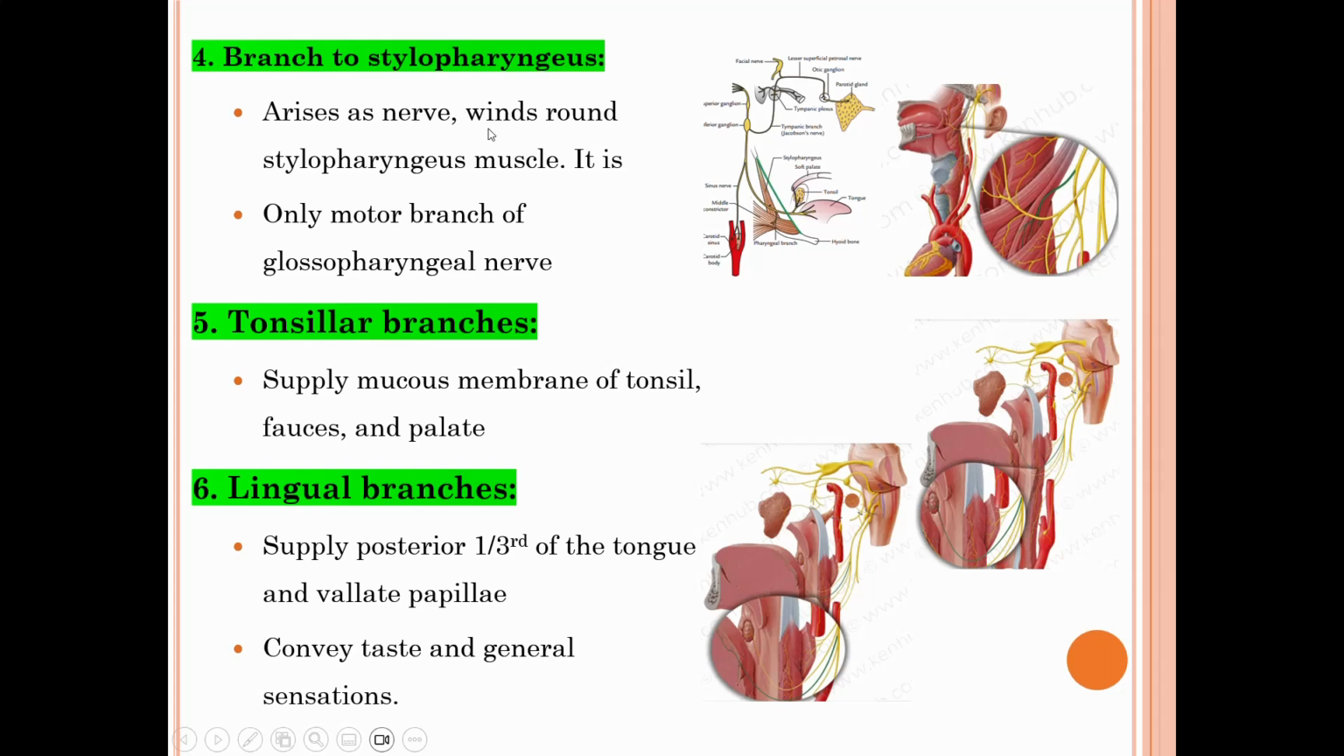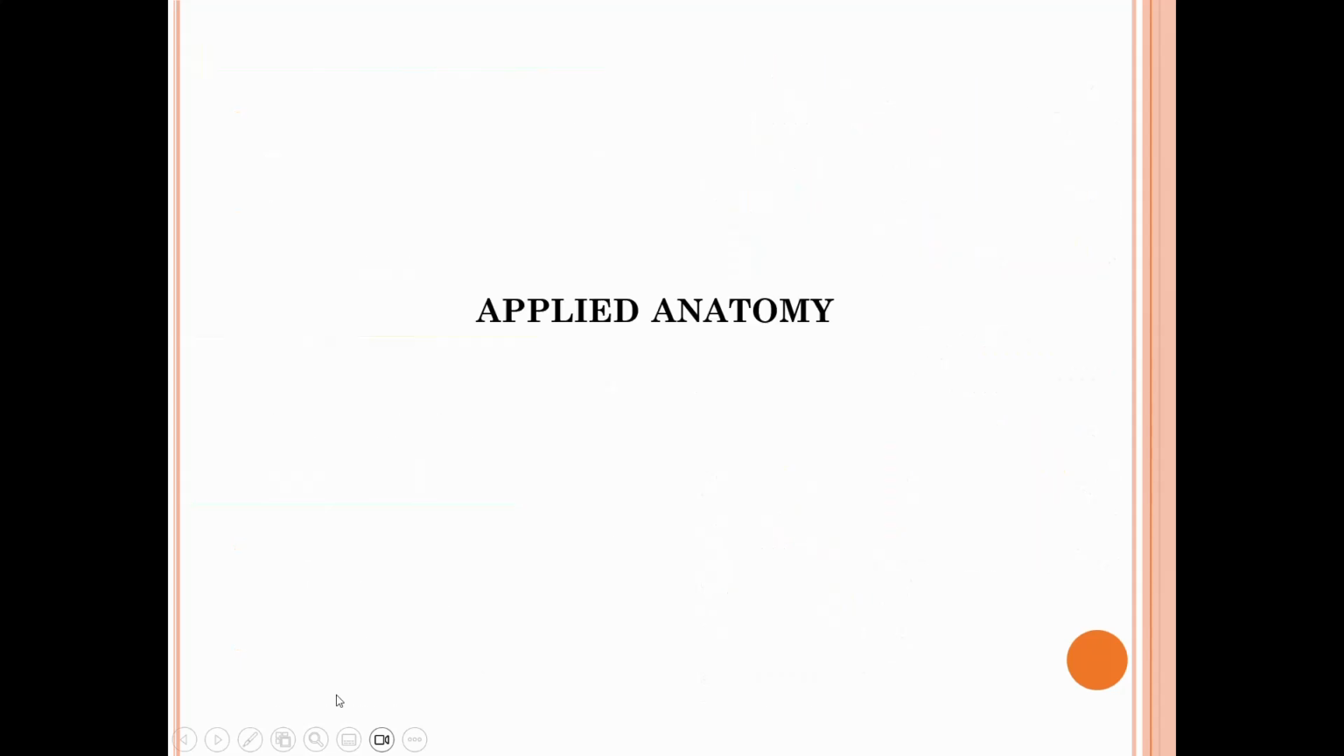Then there is the branch to stylopharyngeus. It arises as the nerve winds around the stylopharyngeus muscle. It is the only motor branch of the glossopharyngeal nerve. So here is the stylopharyngeus muscle which is supplied by the branch from the glossopharyngeal nerve. Then there are tonsillar branches which are going to supply the mucous membrane of the tonsil, fauces and palate. Here you can see the palate, tonsil and here the tongue also. Lingual branches are supplying the tongue, the posterior 1/3 of the tongue and vallate papilla, and they carry the taste and general sensation.